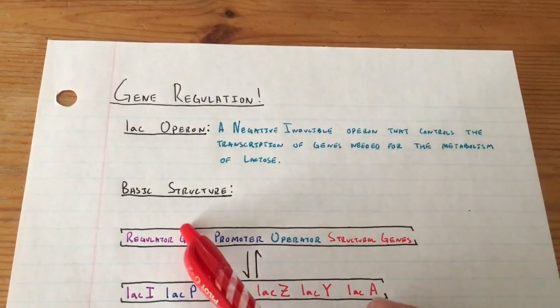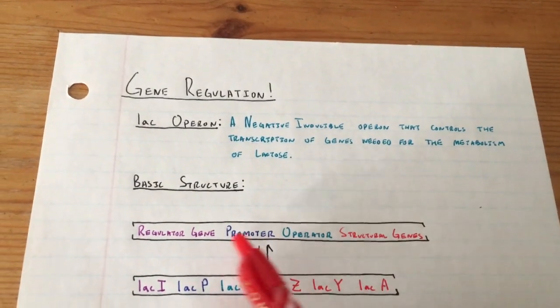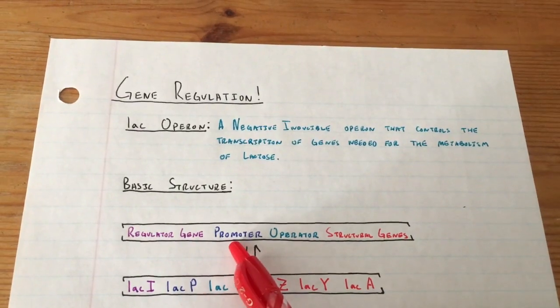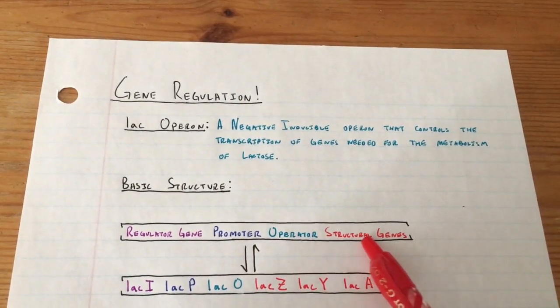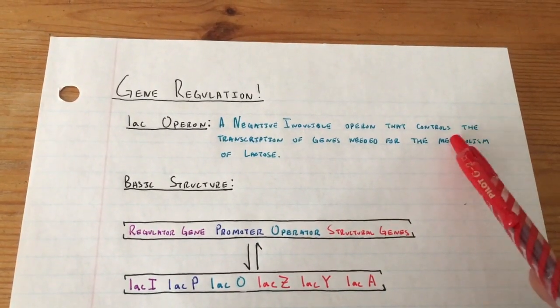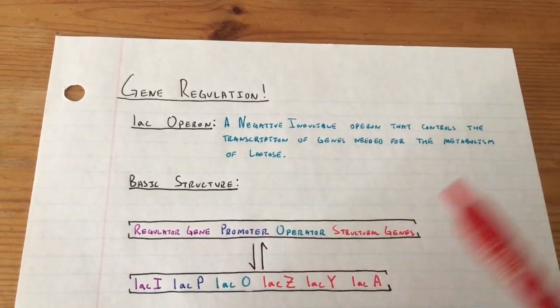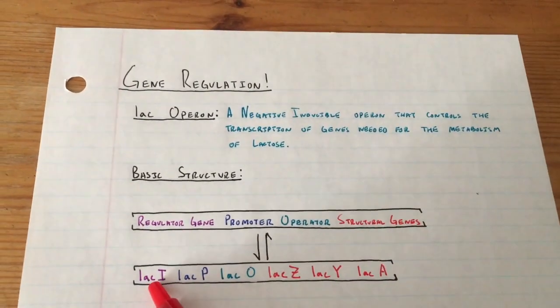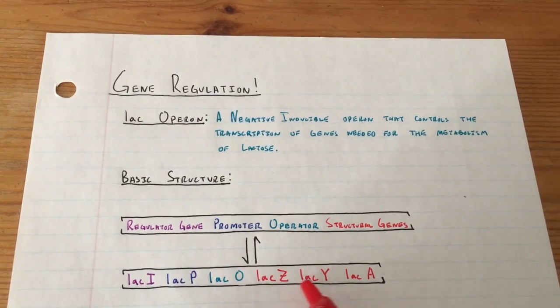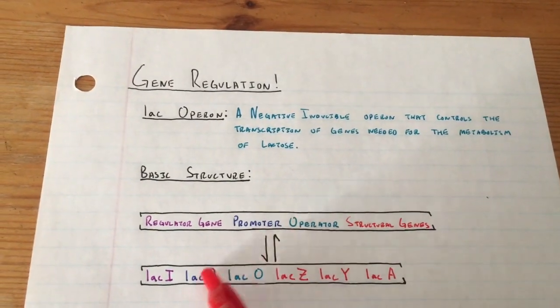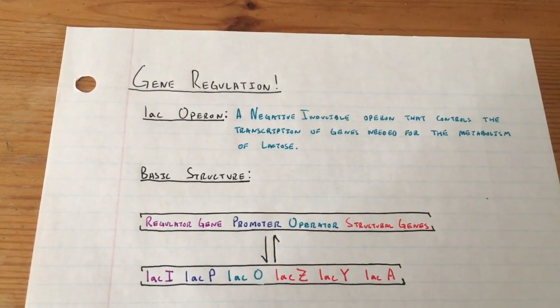Now, moving on, we're going to talk about the basic structure of an operon, and it's as follows. We have our regulator gene up front, followed by our promoter, then our operator, and our structural genes. These are very important for the metabolism of lactose, but we'll get to that. Written out, we see lac I, lac P, lac O, lac Z, Y, and A. These are color coordinated, so each corresponds with the same color.